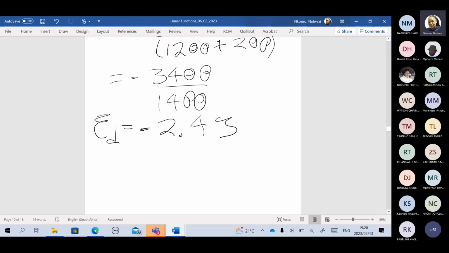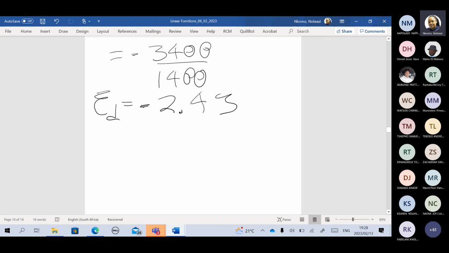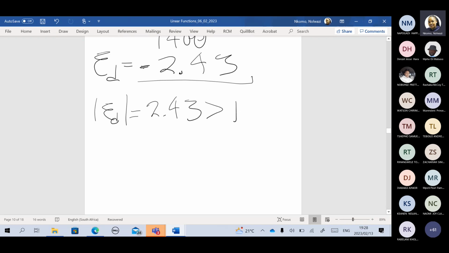Then the next step is to interpret this. Remember, to interpret this, you need to find the absolute value of this. The absolute value will equal 2.43, which is greater than 1. Since this is greater than 1, this means the demand is elastic over this interval.